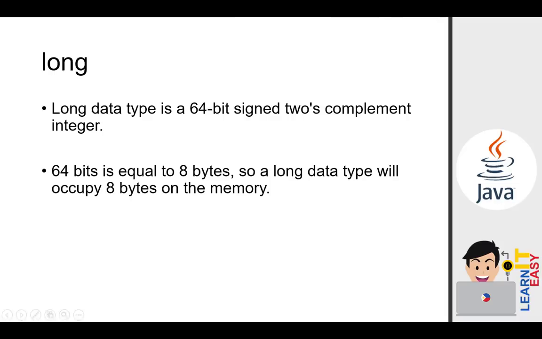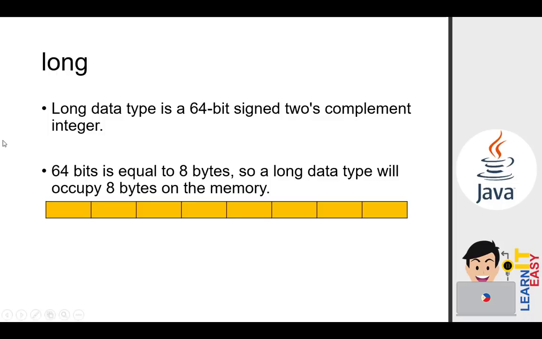Next, we have yung tinatawag nating long. Long data type is a 64-bit signed 2's complement integer. 64 bits is equal to 8 bytes. So, a long data type will occupy 8 bytes on the memory. So, if isipin natin na ito yung ating memory cell, automatically kapag nag-declare ka ng long, yung buong 8 span ng slot ay kukunin niya. Kasi 64 bits ang equivalent ng isang long.